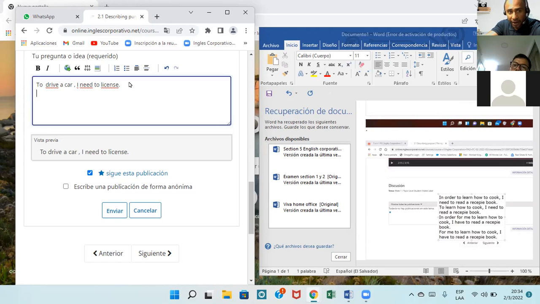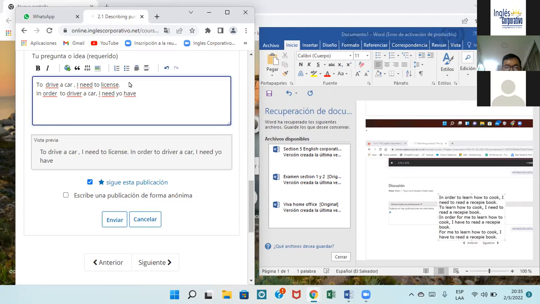In order to drive a car, I need to have a license. Or in order to drive a car, I have to have a license. Or I need to have a license. Okay. I need to have a license or I have to have a license. Okay.